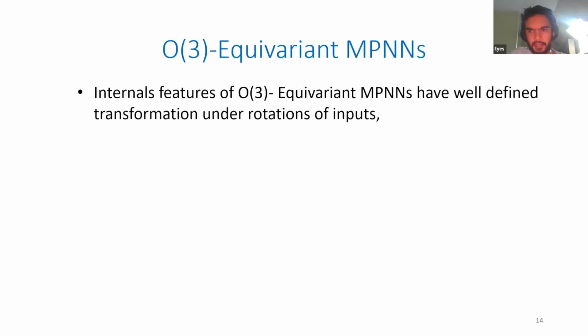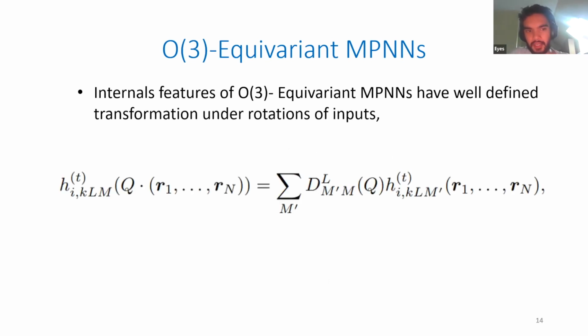And as I said, we will aim to construct equivariant MPNNs. Here I forgot about the translations because they are not really explicit. What equivariant means is that the internal features of your network should have well-defined transformations under the rotation of the inputs. If you take a rotation matrix Q and you rotate the positions as input, then you know how the internal features transform because you know the representation of the group.